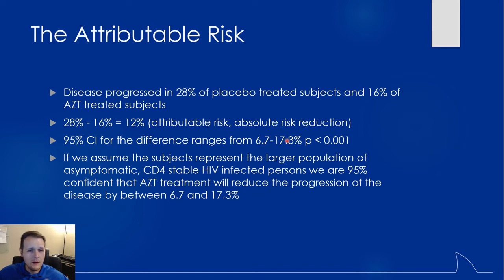Now, because of this, looking at this difference here, you can see here that it could range. It may only be 6.7%, which may not be as significant, or it could range all the way up to 17.3% of a risk reduction. Okay. So anyway, again, if we assume those subjects are representing the larger population of asymptomatic patients with HIV who had a stable CD4 count, we can be 95% sure that we would reduce the risk of progression by giving them AZT between 6.7 to 17.3%.